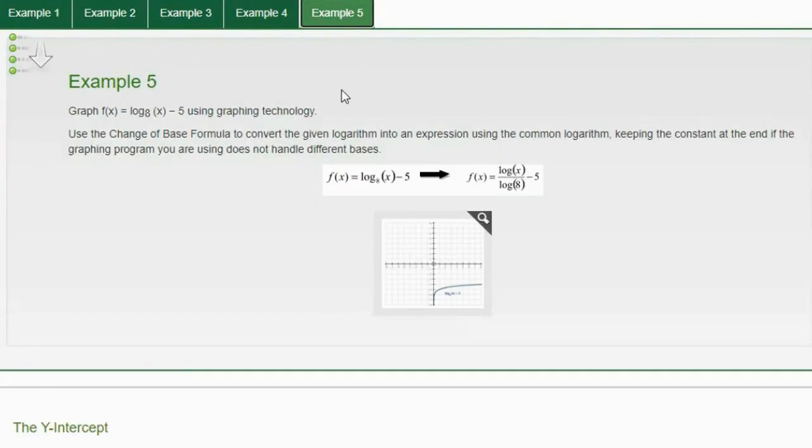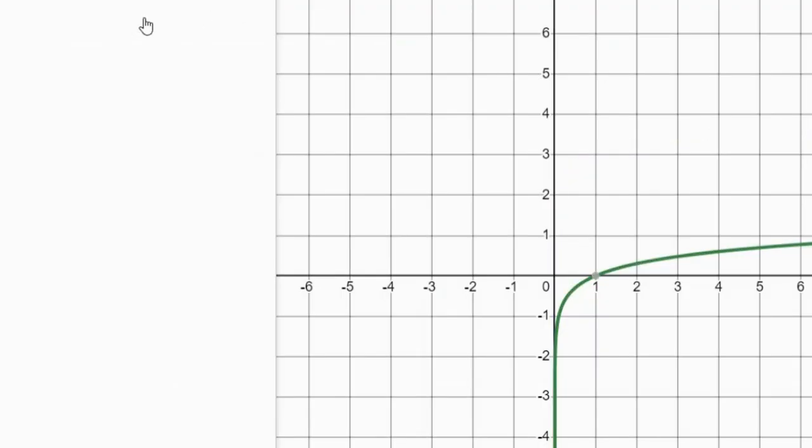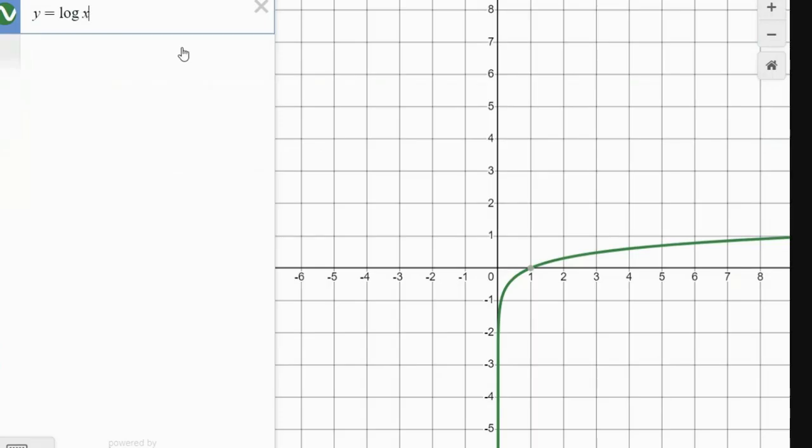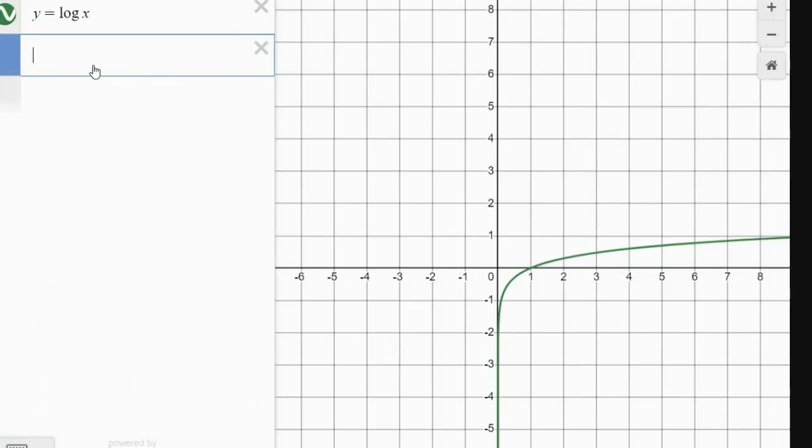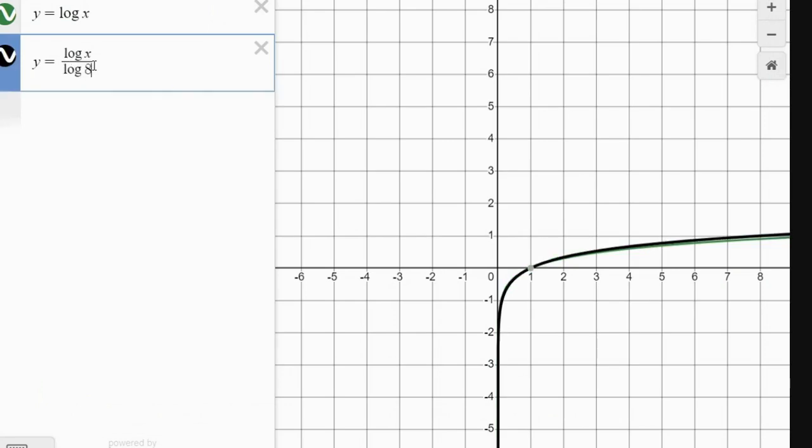Example 5. Graph log base 8 of x minus 5 using technology. So that's a little different. Log x of 8. So we would do this. What was it? Just log x of 8. So y equals log x divided by log 8. And if we want to put, is it minus 5? Minus 5. If we put minus, we have to put it at the end.